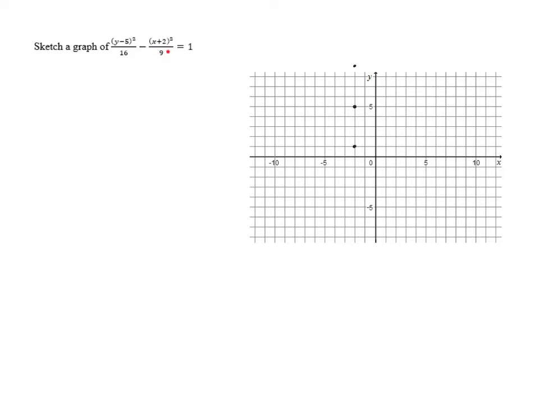Now, because b squared is 9, that tells us that b is 3. And so we're going to go to the right and to the left 3 units from the center to figure out what our central box is going to look like. So we can draw that central box in. And once we've done that, we know what our asymptotes are going to look like.